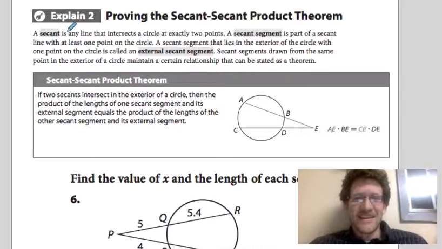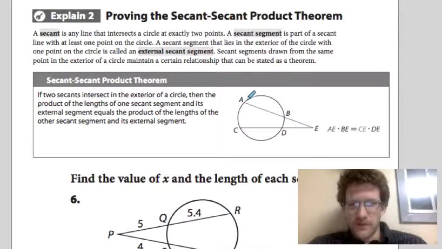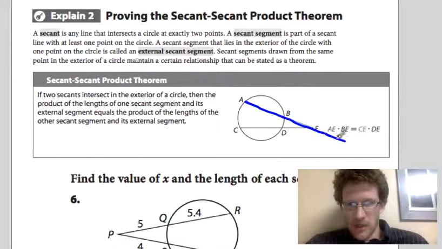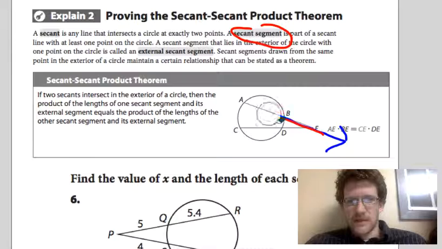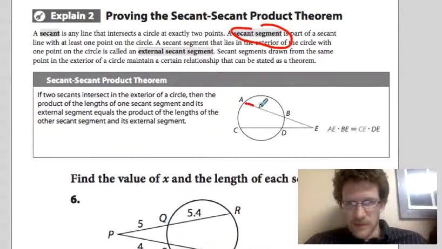A secant is any line that intersects a circle at exactly 2 points. So here's a secant. But lines are infinite, right? So that's a secant. It's a straight infinite line. More importantly, we care about secant segments. A secant segment is any part of a secant line with at least 1 point on the circle. So this could be a secant segment, this could be a secant segment, any segment that has at least one part on the circle. In this case, they're talking about secant segment AE.